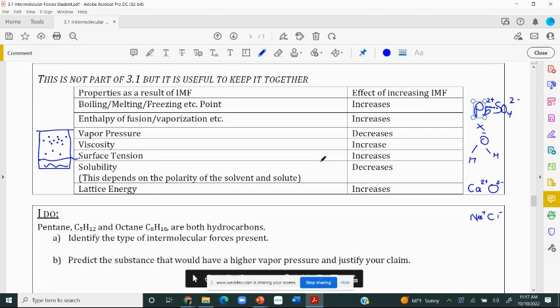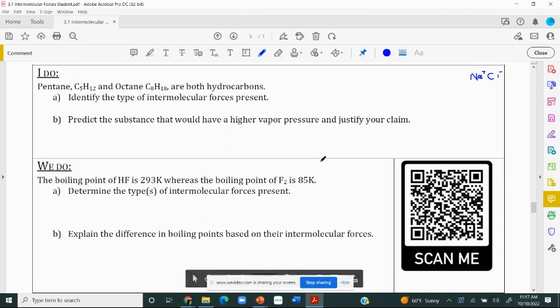All right, let's look at the next, the I do's here. Identify the type of intermolecular force present in each of these. We have pentane and we have octane. Both are hydrocarbons. What are the IMFs involved here? These are just a series of carbon, hydrogen. It's just going to go like this until it gets to the end, and then repeat that. So what IMF is present here? LDF, that's it. Yep, that's all we have.